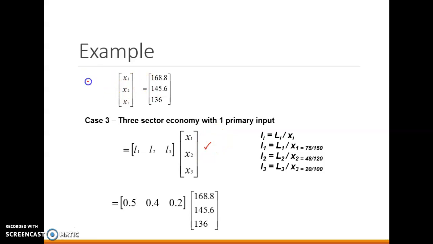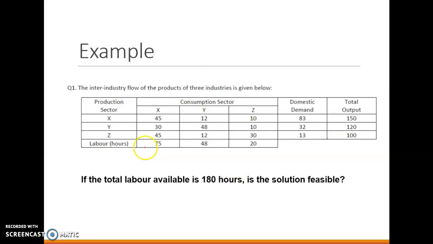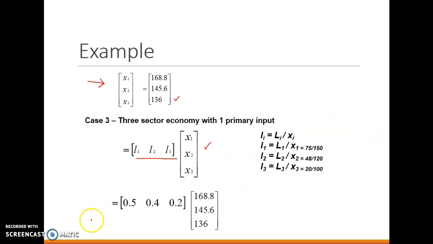We have already calculated the output in the part 5B video. These are the gross outputs which we have calculated, so we already have this matrix in hand. We just have to calculate the coefficients of labor, which we also did in the previous video. L1 is equal to capital L1 divided by X1. So capital L1 in this case is 75 divided by 150, then next is 48 divided by 120, and third is 20 divided by 100. After calculating the coefficients, we simply have to multiply.